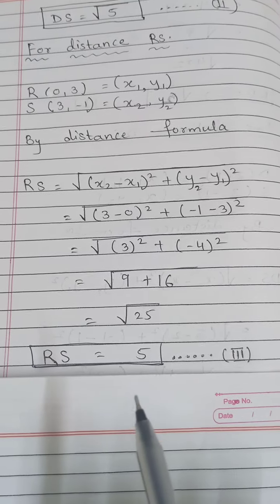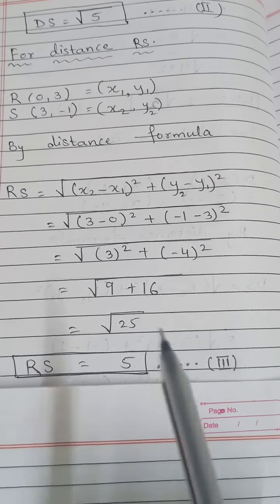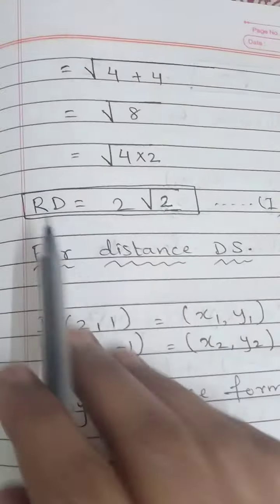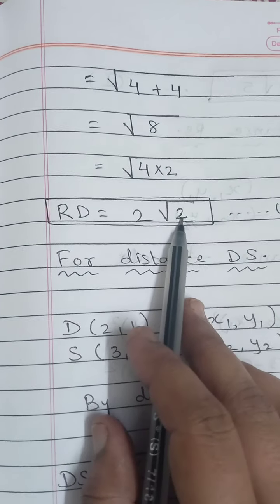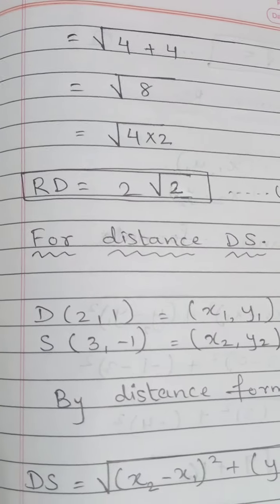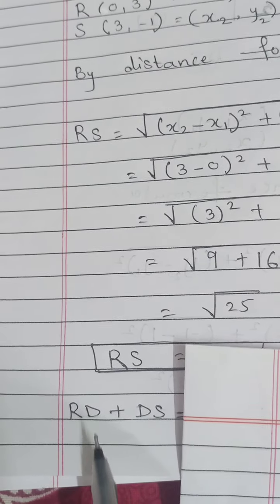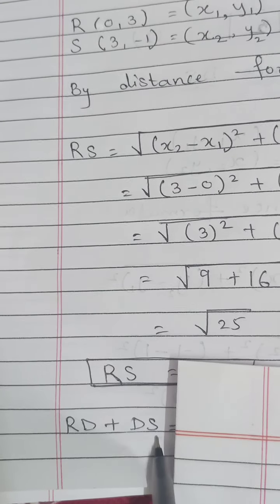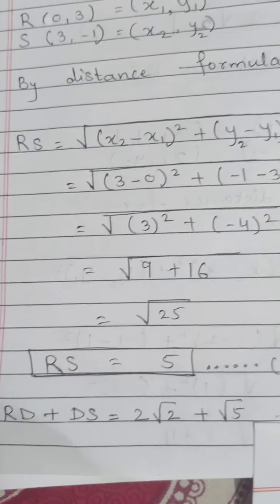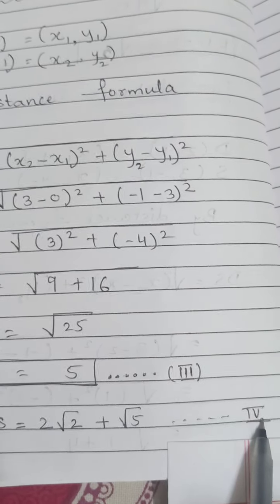Now we have got all the 3 distances. Now we have to decide which 2 are the smaller distances and which is the larger distance. So RS is 5, DS is root 5, and the first distance RD is 2 root 2. So among all these three distances, obviously 5 is greater. So first of all, we are going to add the two smaller distances, RD and DS. So RD plus DS is nothing but 2 root 2 plus root 5, and this addition we have given equation number 4.